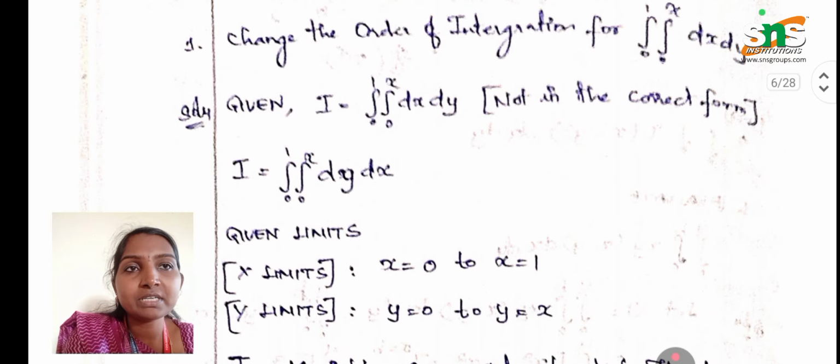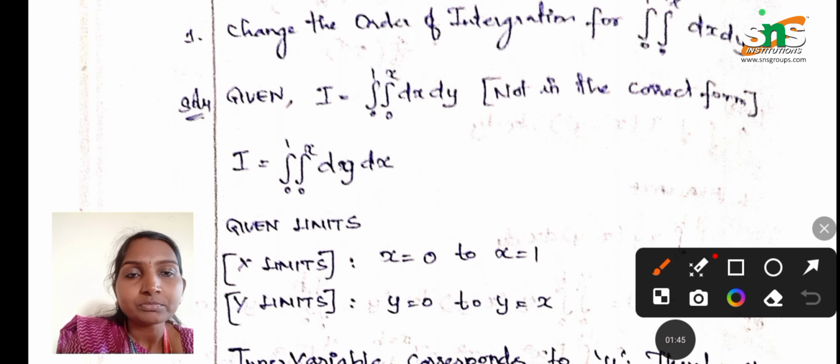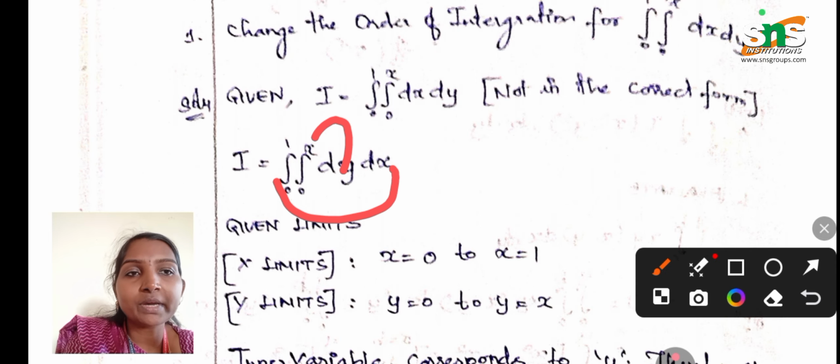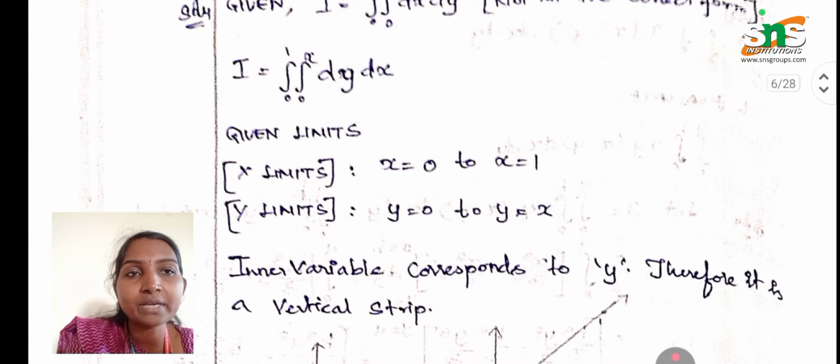So firstly we have rewritten the given question as I is equal to integral 0 to 1 integral 0 to x dy dx. So what are the given limits here? Since the outer limit corresponds to x and the inner limit corresponds to y, x is equal to 0 and x is equal to 1, y is equal to 0 and y is equal to x. So these are our given limits. Here it is x is equal to 0 to x is equal to 1 and y is equal to 0 to y is equal to x.